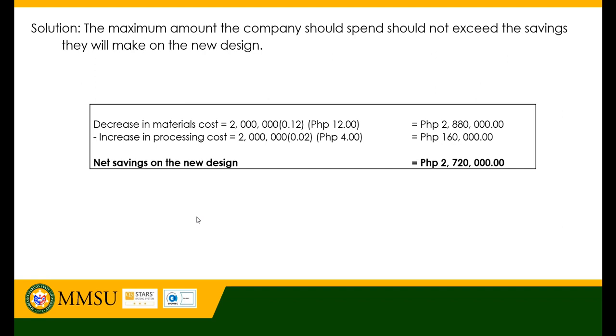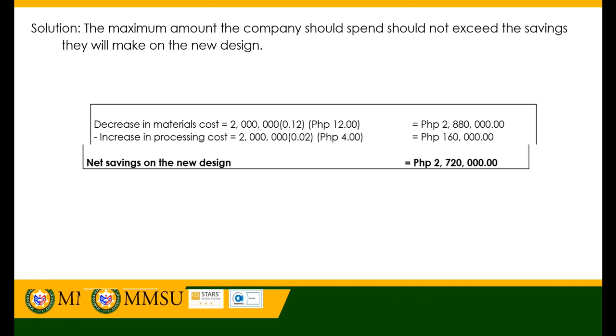So, the savings on the new design is, malaki-laki, that's 2,720,000 pesos. Okay? So, yan yun. That's the maximum amount the company should spend. Okay? It should not exceed the savings they will make in the new design. Okay. So, yan yung savings natin. Okay? So, yan, ganun.